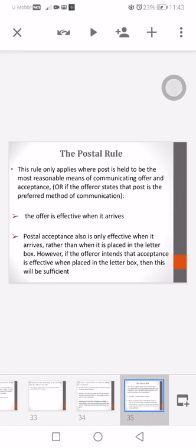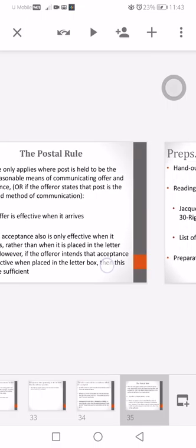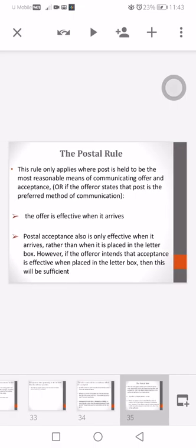The postal rule. This rule only applies when post is held to be the most reasonable means of communicating offer and acceptance, or if the offer states that post is the preferred method of communication. The offer is effective when it arrives. Postal acceptance, however, is effective when it is placed in the letterbox rather than when it arrives. However, if the offeror instead states that acceptance is effective only when it arrives, then this will prevail. So, that's all for this topic, contract law.